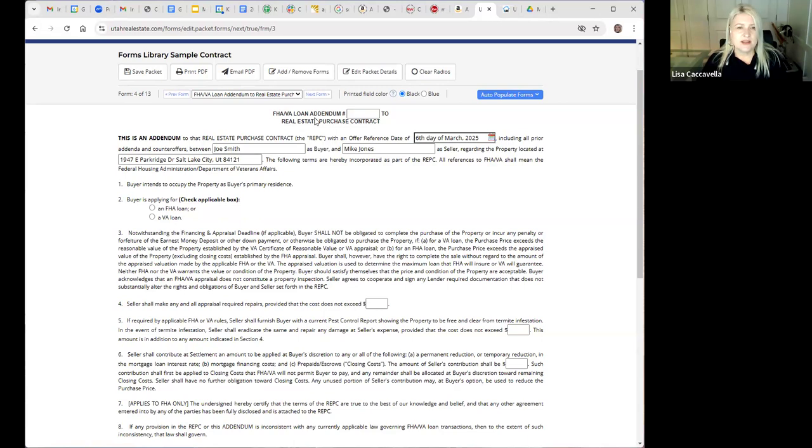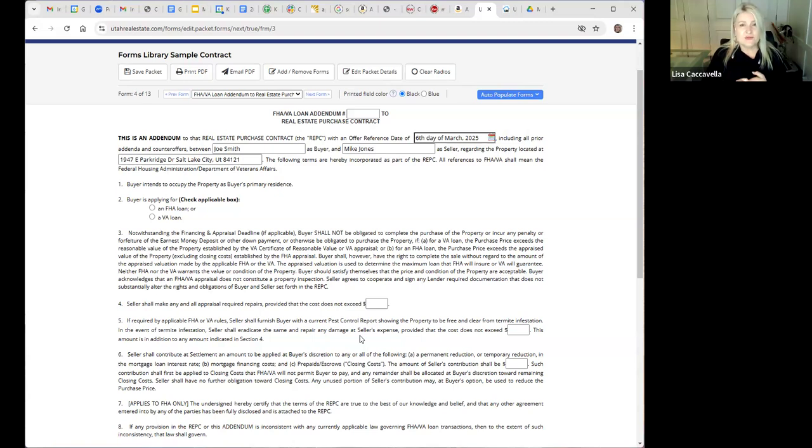If your client is going FHA or VA, this is why you need to be talking to your lender to see if they need this addendum. The reason why cash will always trump conventional, and conventional will trump FHA and VA, is that with cash, of course, you don't have to worry about their financing at all. With conventional, a lot more properties will be able to pass a conventional inspection.